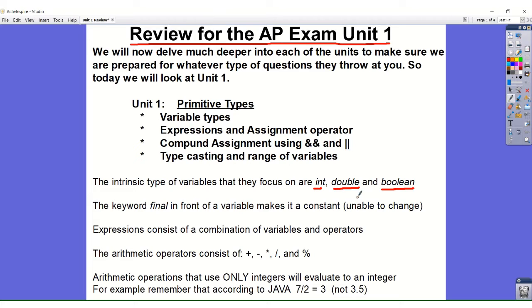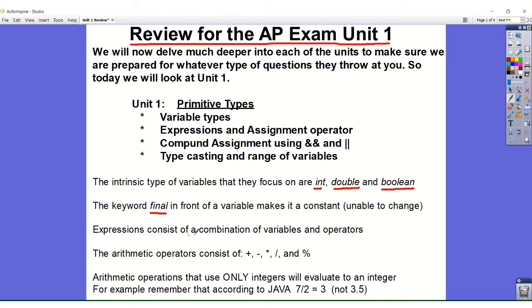So you won't see long or short or byte or float. In fact, what's kind of weird is you won't even see char, which is characters. So it's just these 3 types that they will focus on in the AP exam. Remember, putting the keyword final in front of a variable makes it a constant. And that means once you've set that variable's value once upon creation, you would not be able to change it. Trying to make any change to a final variable would result in an error.